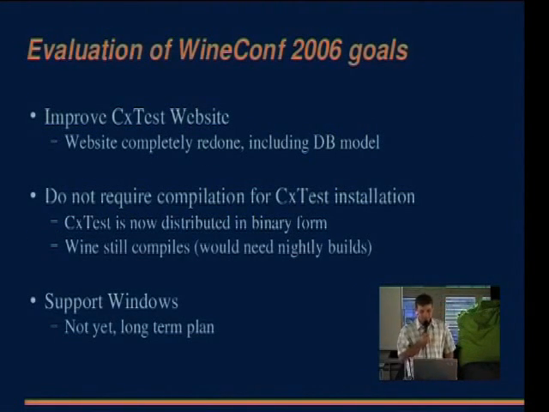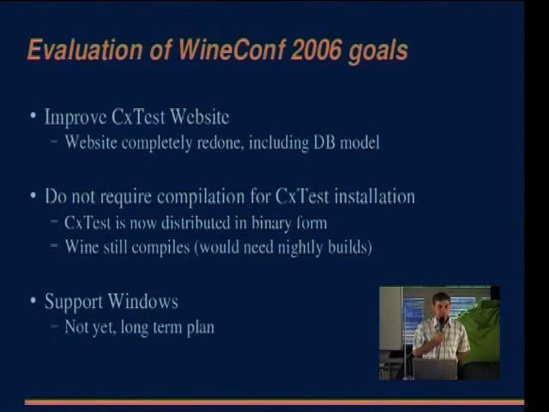last WineConf, we promised that we are going to work on the website. The website basically contained the information we needed, but the two problems were that it was very slow, and the information we need was there, but not presented in a way which is easily usable. So we did a complete redo, including the underlying DB model and conversions and stuff like that.